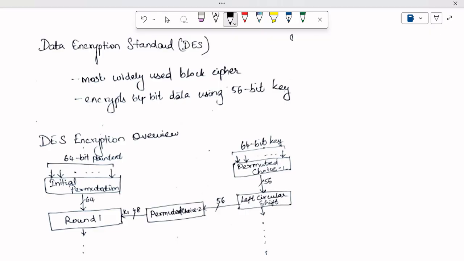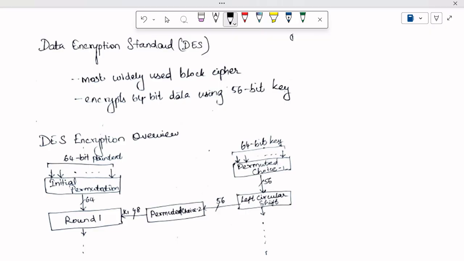And Data Encryption Standard is based on the Feistel cipher structure. What is the Feistel cipher structure? That we have already discussed in the previous video. Please do have an insight on that video. We have attached a link for that playlist at the end of this video.